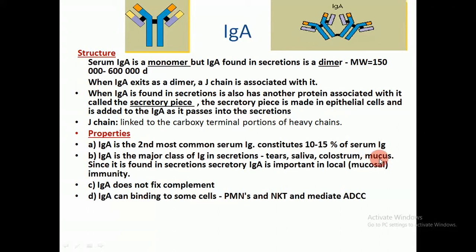It is also present in mucus. Since it's found in the secretion, secretory IgA is important in local mucosal immunity. IgA does not fix complement. IgA can bind to some cells, polymorphonuclear cells like neutrophils and NKT cells, and mediate ADCC, antibody-dependent cell-mediated cytotoxicity.